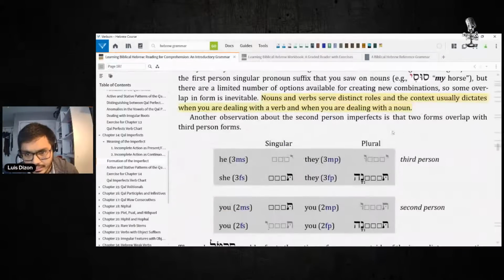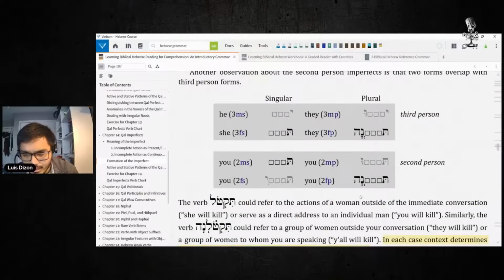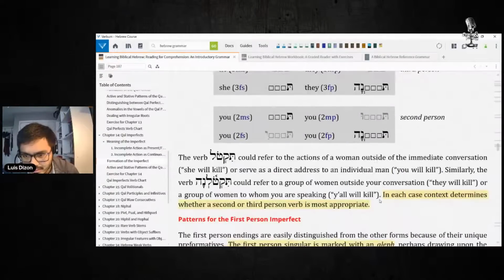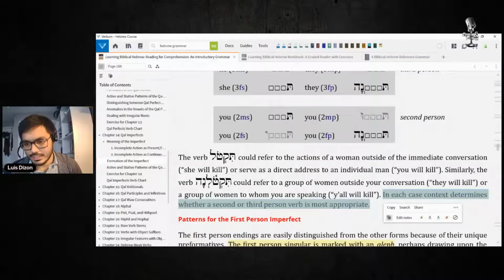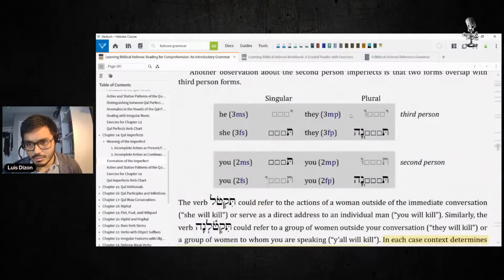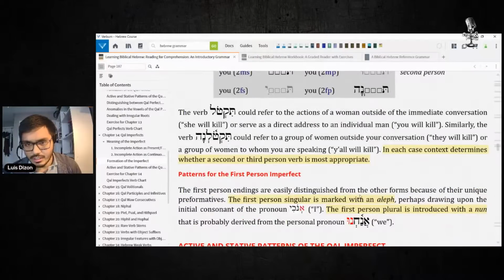When you have an apparently ambiguous form of a verb, context will almost always tell you which form it is. So always take into account what the surrounding words are. Who are the other characters in the story? Is it a direct address? Is it a description? These things will tell you what the correct translation of any given verb is.